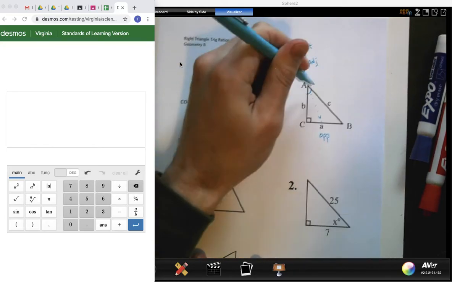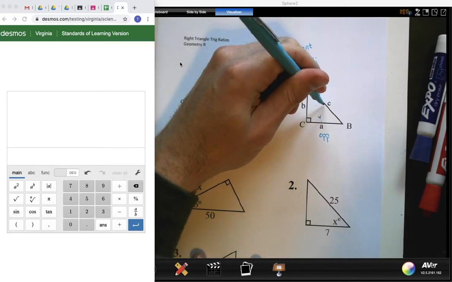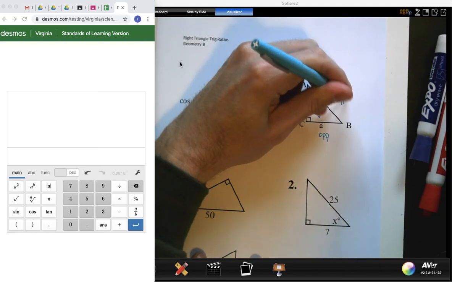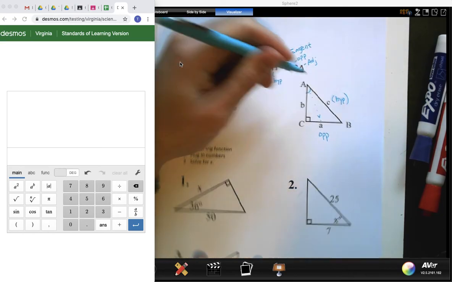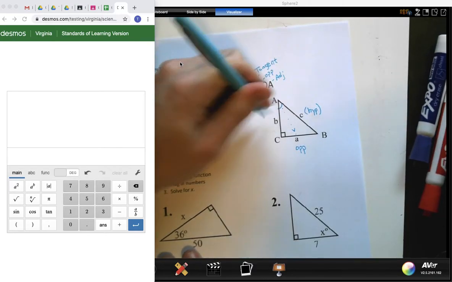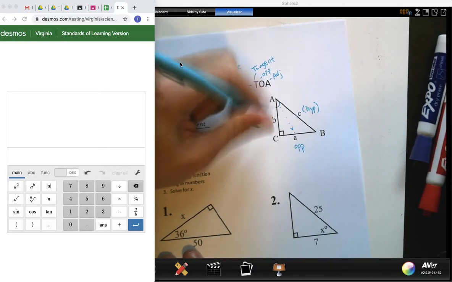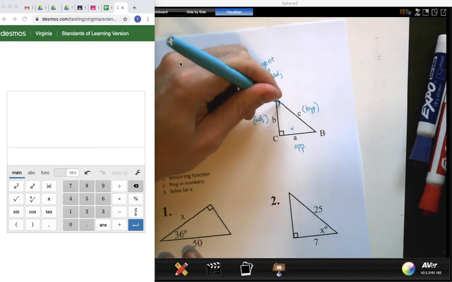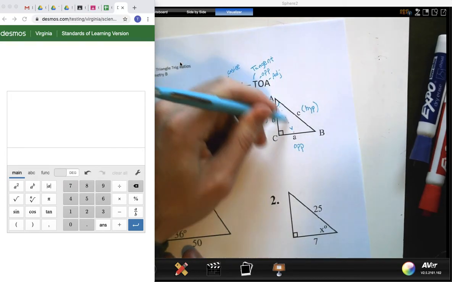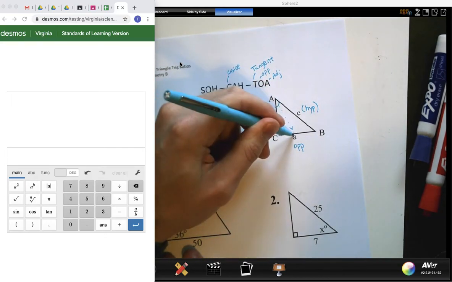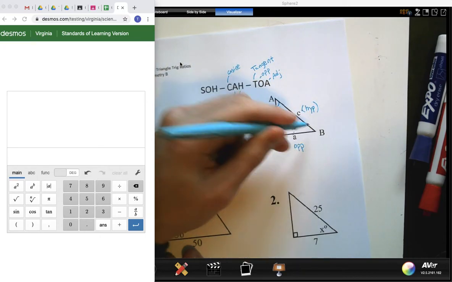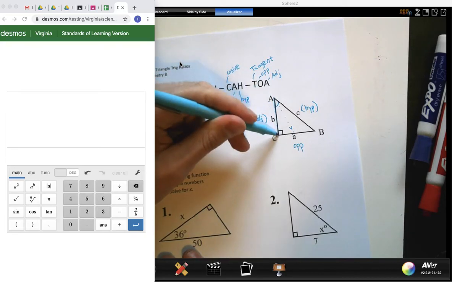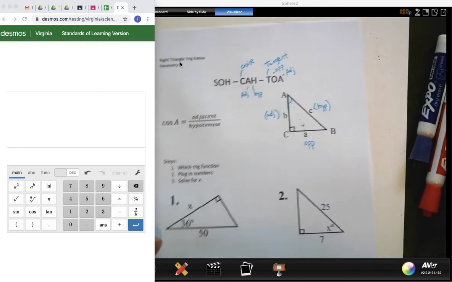Your hypotenuse is always across from your 90-degree angle, so that's going to be my hypotenuse. What does that leave us? The adjacent side is always the side that's right next to, or to use the word, adjacent to that angle. So you have an opposite side, which is always opposite the angle, a hypotenuse, which is always your longest side, and an adjacent side, which runs along right next to the angle. That's what it means by adjacent.